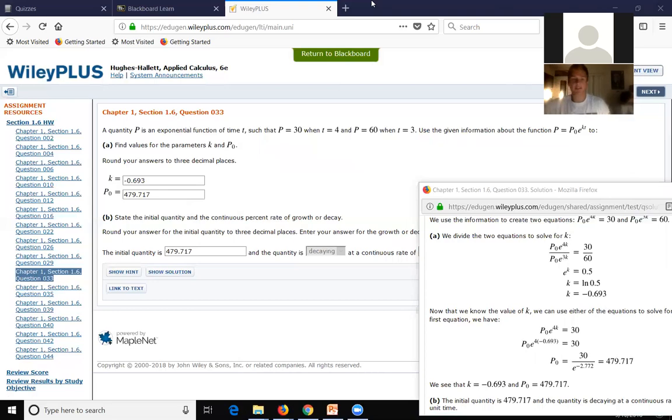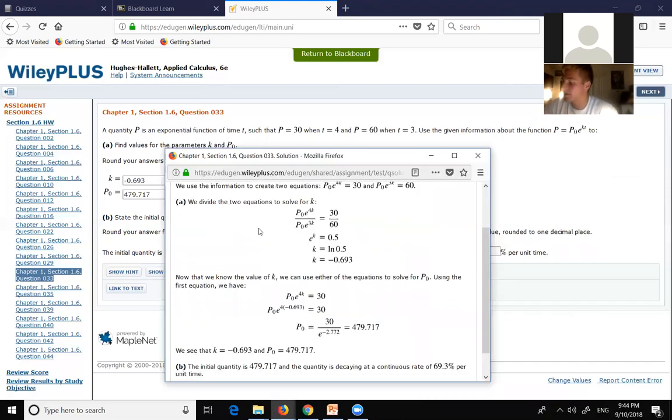So for that last part, the P naught e to the 4 times negative 0.693 equals 30? Yes. And then you just do e to the 4. You just plug in. You just use a calculator to find e to the power 4 times this one, and whatever you get here, you just take 30 divided by both sides, so you can solve for P naught. Okay. That makes sense.